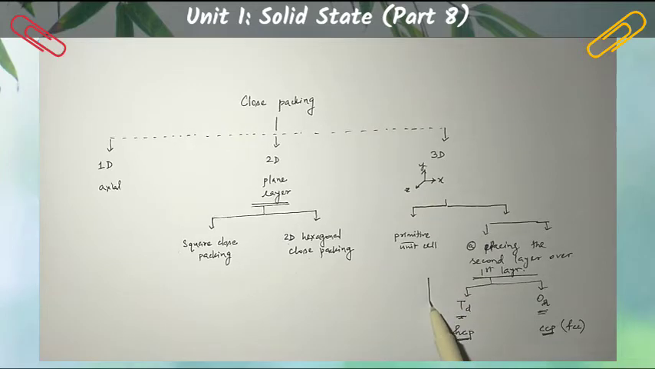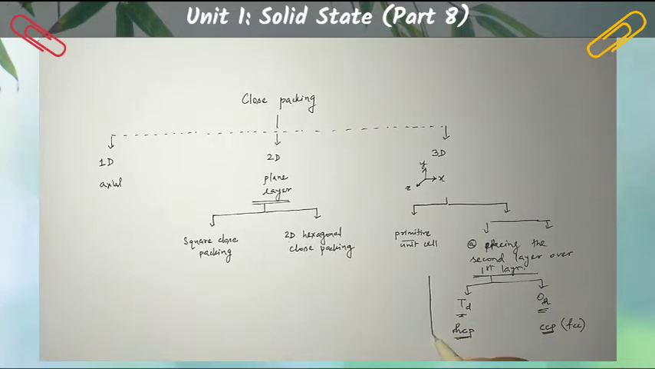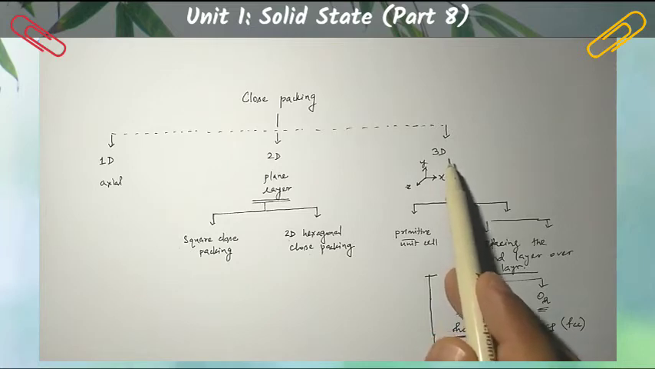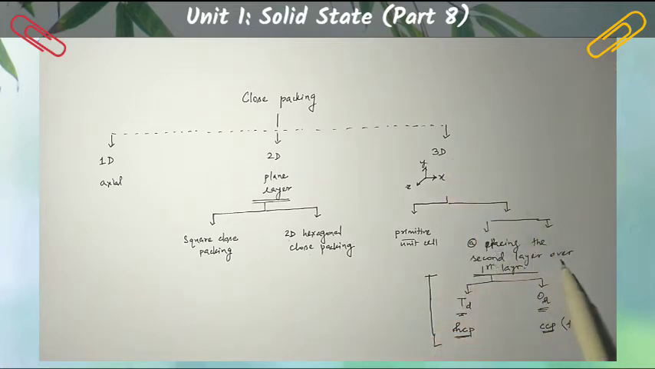From the previous class we have the information that for three-dimensional packing, for placing the second layer over the first layer or the third layer over the second layer, if the number of constituent particles is capital N, for any one of these, it may be SCP, it may be CCP, then the number of octahedral voids will always be equal to N, and the number of tetrahedral voids is equal to twice N.